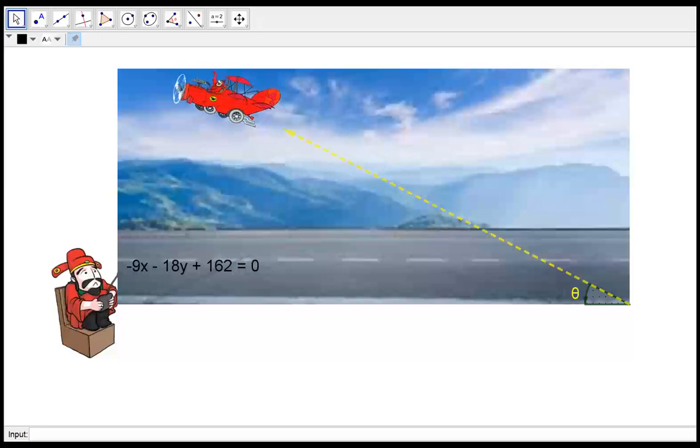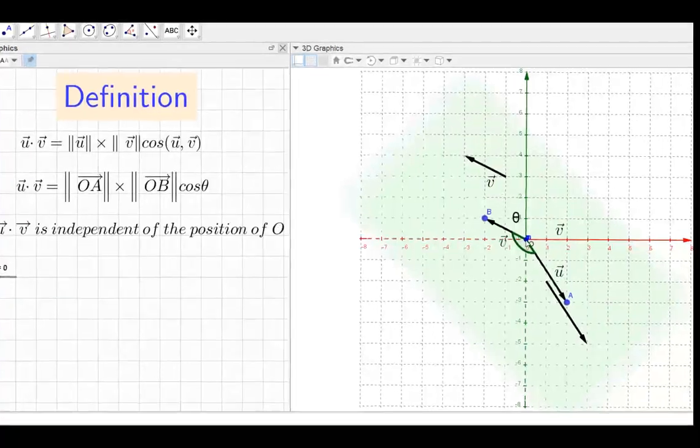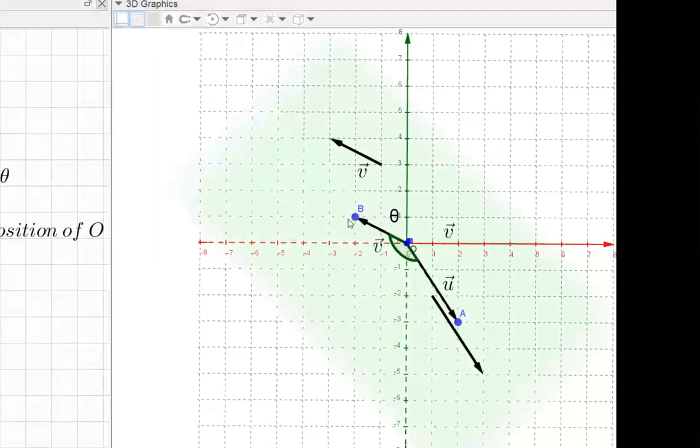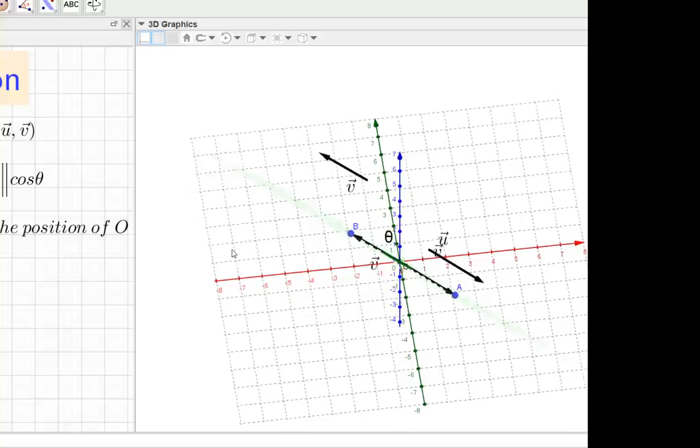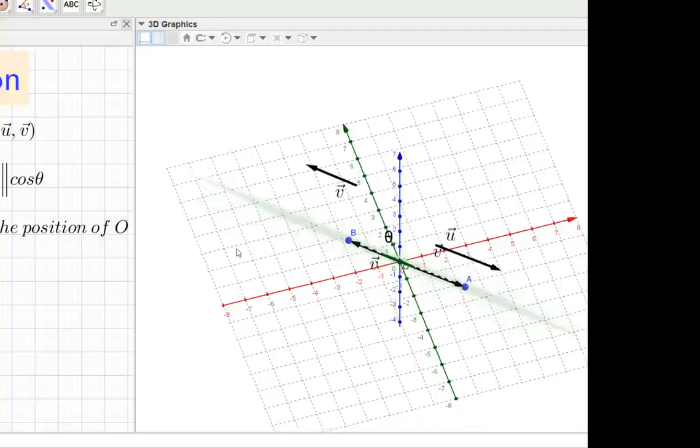Okay, away you go. Definition: the geometric form of the scalar or dot product between the two vectors u and v is given by norm u, norm v, cosine u v. If O is any point in the plane, then the dot product of u and v can be given by the dot product of OA vector and OB vector, where OA equals u and OB equals v. Hence you notice that the dot product of the two vectors is independent of the position of O.